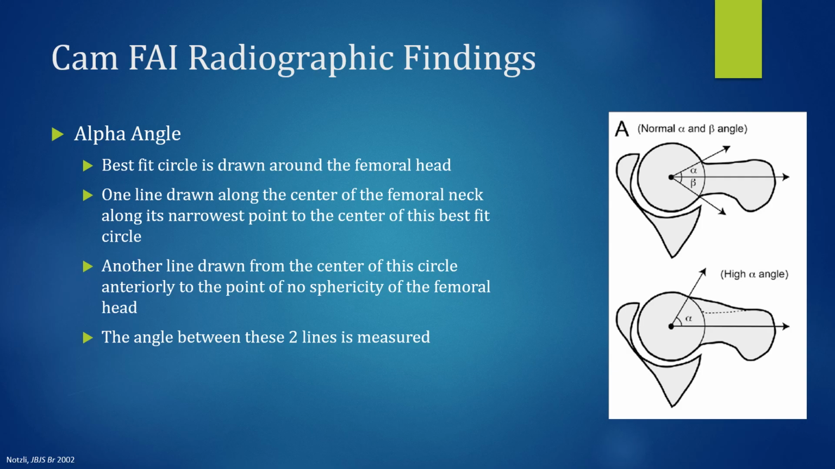So in the bottom picture, we can see how there's this reference horizontal line that goes through the femoral head into this best fit circle. Then we have the actual line that we're going to measure from that reference line that goes outward up into the part where the femur loses some of that sphericity.